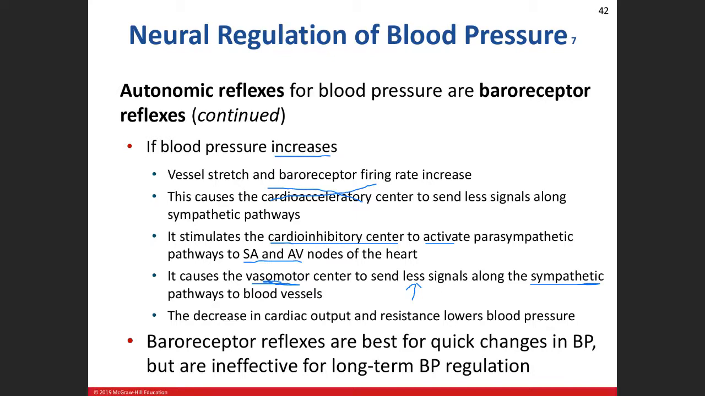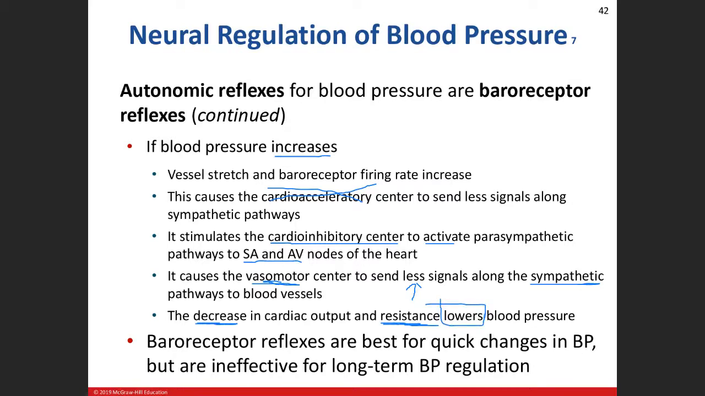So in this situation, we're going to decrease cardiac output because we decrease heart rate. And thereby, we're going to decrease our stroke volume because the heart is not going to be pumping out as much blood on each beat. And at the same time, we've decreased our resistance. And all of that lowers our blood pressure.